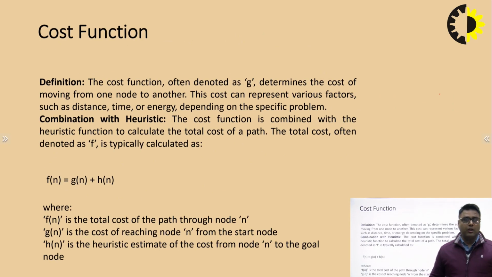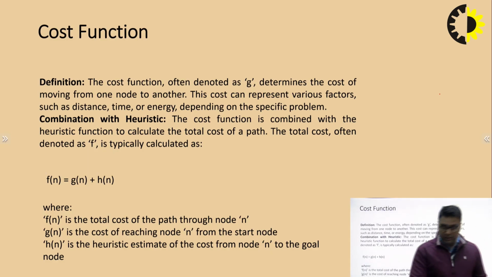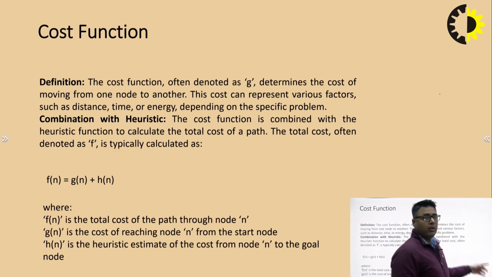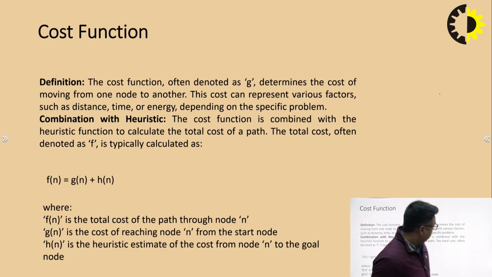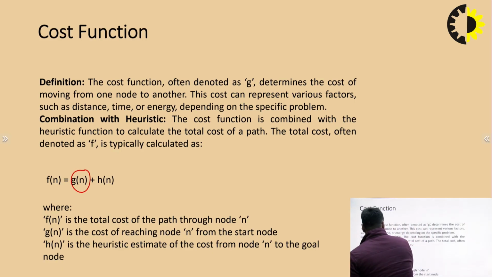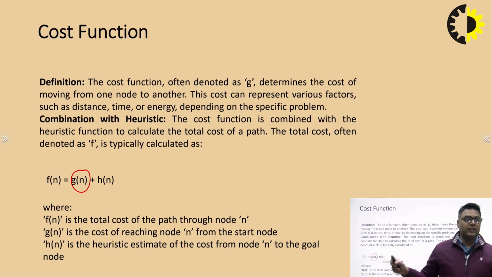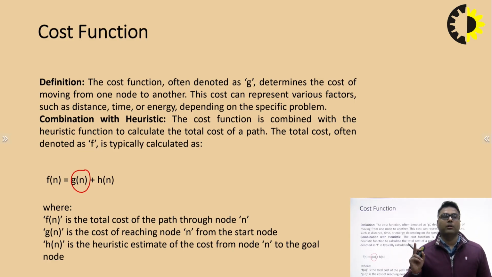Cost function, here also the cost function. That means, in a previous slide I have already mentioned Fn equals Gn plus Hn. Here I already discussed Hn and Gn plus Hn. Gn here is basically the cost related to the start node to the next nearby node.